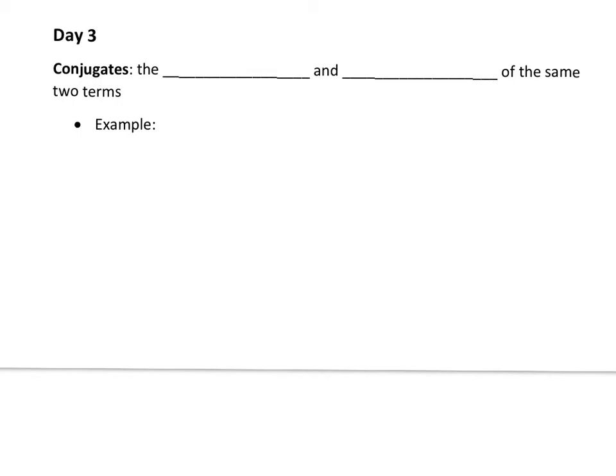All right, so we're going to be working with what's called a conjugate, okay? A conjugate. And what a conjugate is, it is the sum and difference of the same two terms, okay? So an example here, if we have something like 3 minus square root 2, the conjugate to that would be 3 plus square root 2, okay?